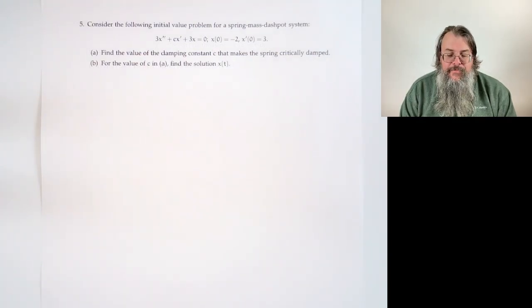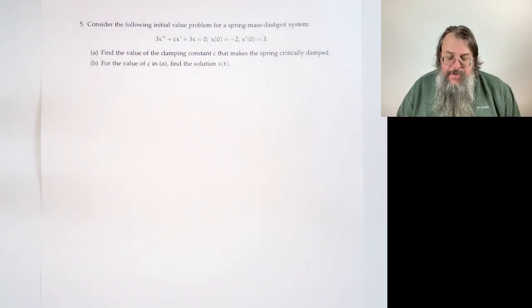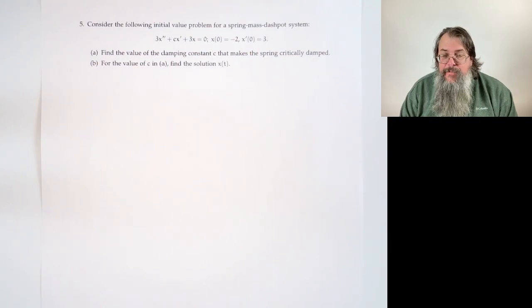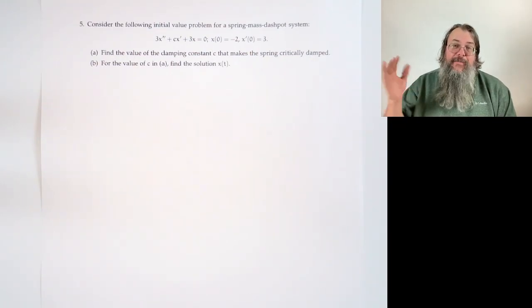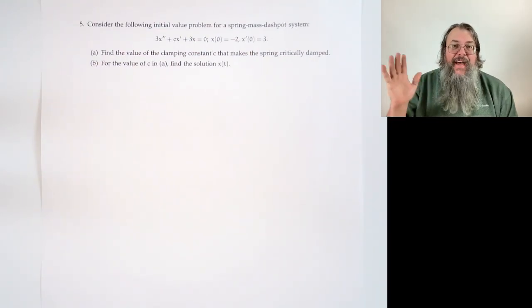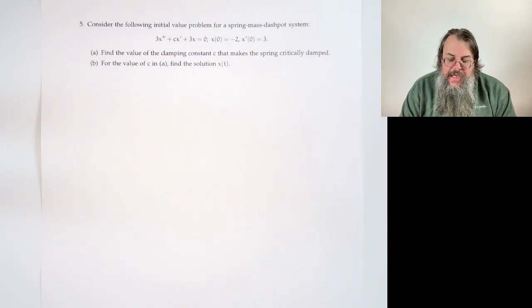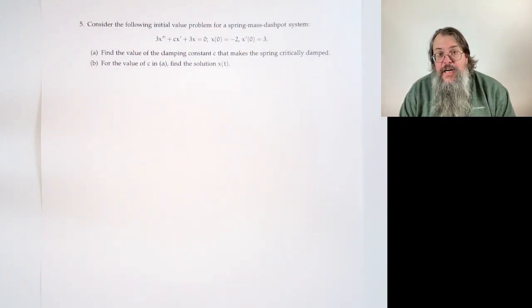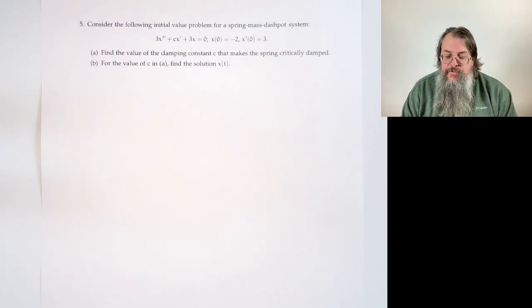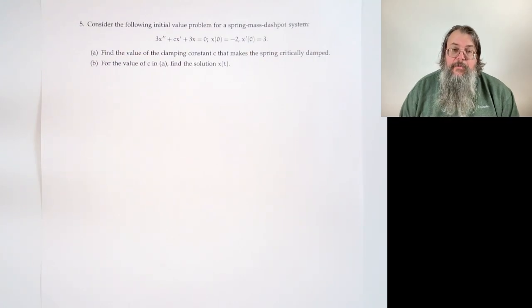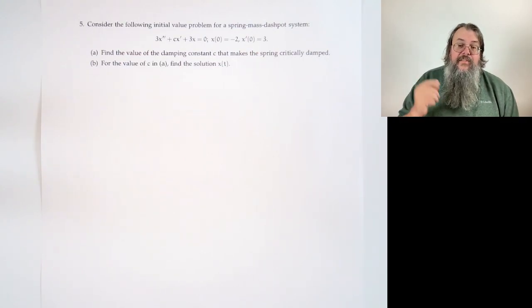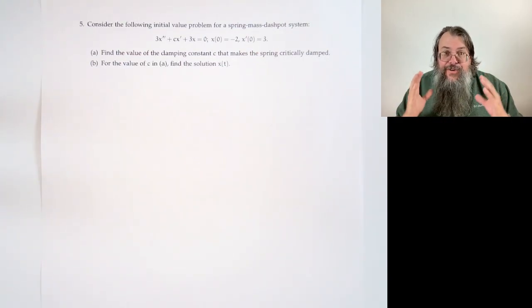Our next problem. Consider the following initial value problem for a spring mass dashpot system. So dashpot, remember, is just a way to say damper. So spring mass damper: 3x'' + cx' + 3x = 0, x(0) = -2, x'(0) = 3. So part A. Find the value of the damping constant c that makes the spring critically damped.